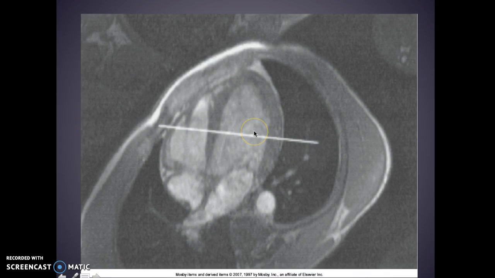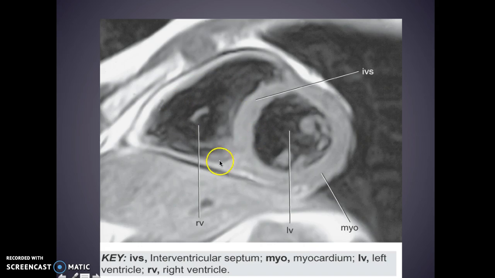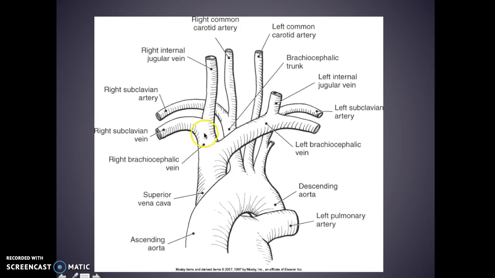So then we want to see across short axis, and this is what it looks like. So this is your myocardium, this is your left ventricle. You can see how thick the muscle is. This is your interventricular septum with your right ventricle. So ascending aorta is here, so descending is here.